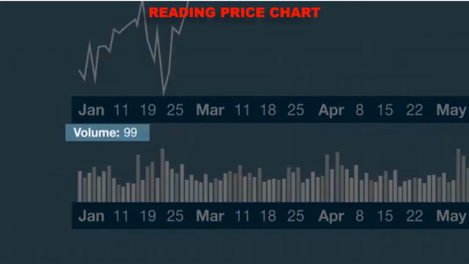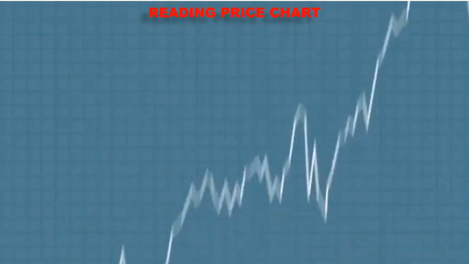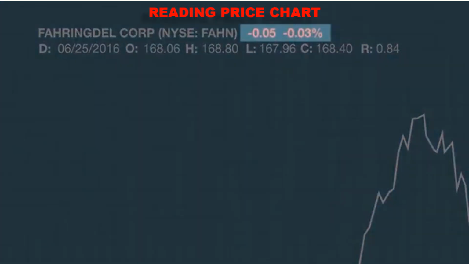Then we have volume, or V. This calculates how many shares or contracts were traded. Finally, we have the change. This shows both the dollar amount and percentage change from yesterday's closing price to today's closing price.